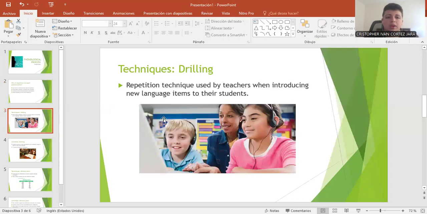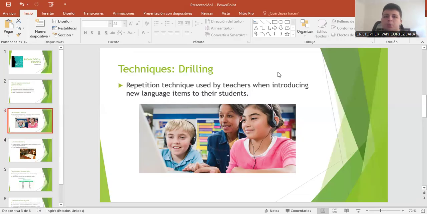Next one, we have a technique to improve our pronunciation, which is called drilling. Drilling is a technique that consists basically on the repetition of words. It could be a word or it could be a phrase. It's what teachers use most of the time when they are teaching listening skills with audio records, right?